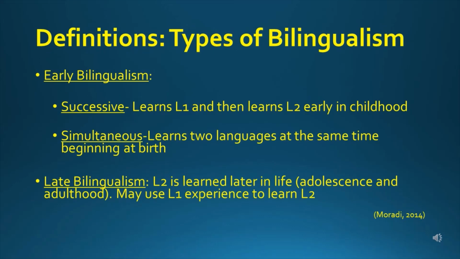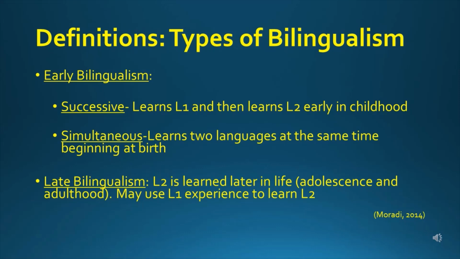Bilingualism is also known as dual language learning and means the child knows two languages. Bilinguals can be categorized into early bilingualism and late bilingualism. In early bilingualism, we can further categorize them into two types, successive and simultaneous bilingualism. Successive bilingualism means a child learns their first language, L1, and then later learns their second language, L2, early in their childhood. For example, a child who grows up in China learns Mandarin and then later moves to America and learns English.